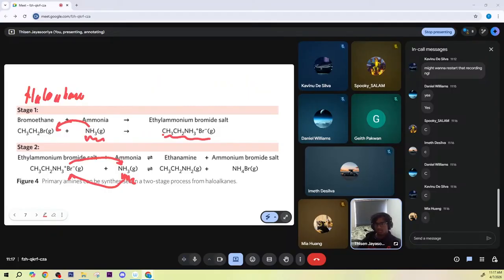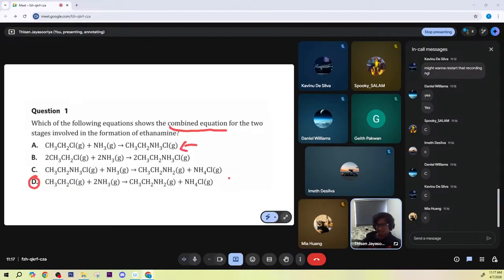Here, it's looking at this reaction, yeah, and it's combining the two steps of this reaction into one, yeah. So here we have the bromoethane plus the two ammonia actually produces these two products here. So the answer here is actually D. Does that make sense to everyone? So we're combining those two reactions together. Yeah?